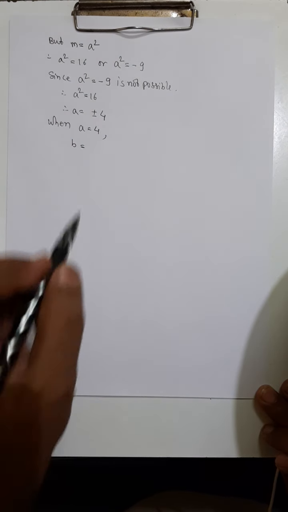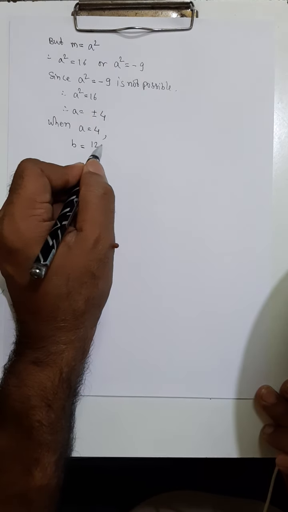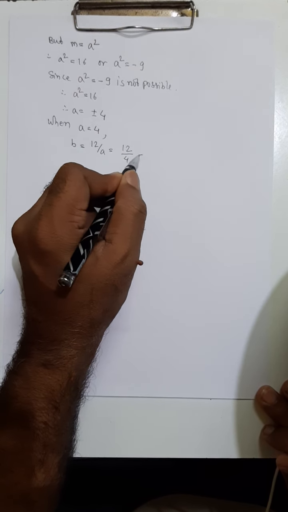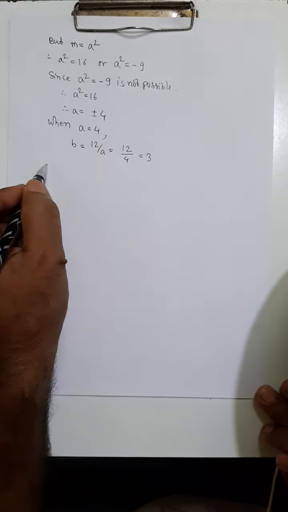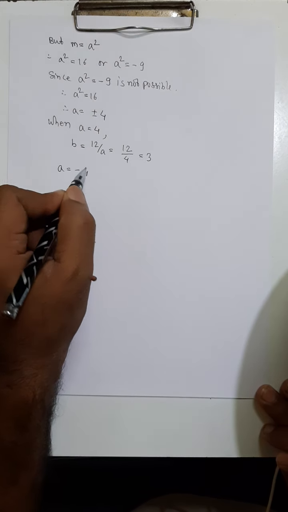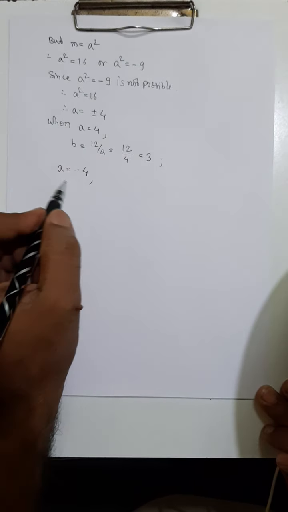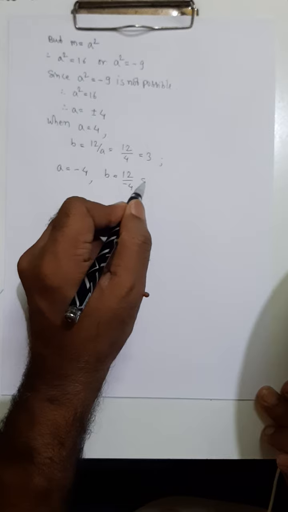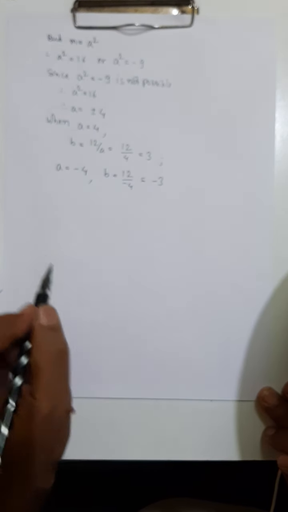From the above step, what is b? b is 12 divided by a. Substitute here: 12 divided by a, which means 4, 12 upon 4 is 3. Similarly, when a is equal to minus 4, b is equal to 12 divided by minus 4, so we get minus 3.